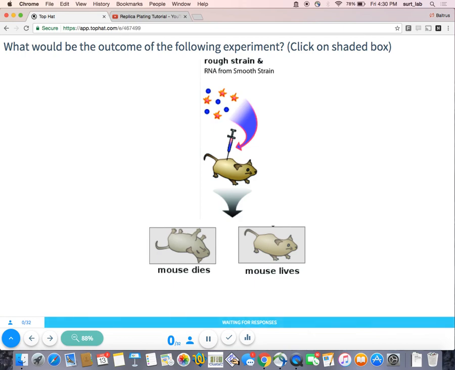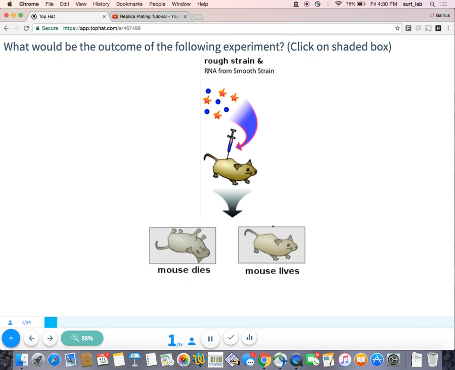So on this slide is a question asking, what would the outcome be of the following experiment? If you took the rough strain from Griffith, you mixed in RNA from the smooth strain, and you injected it into mice, what would happen? So it's a pretty straightforward question. For the answer, there's a shaded box around the mice. You're just going to click on which one. Just one click. That'll answer it. This is the way I'm doing this, very straightforward, to introduce you to it. Later on, I can use this to do things like, here's a structure, where's the hydrogen bond that you're interested in, stuff like that.